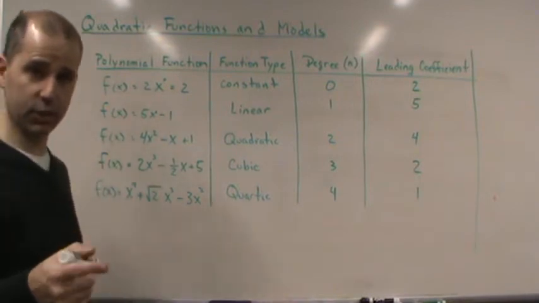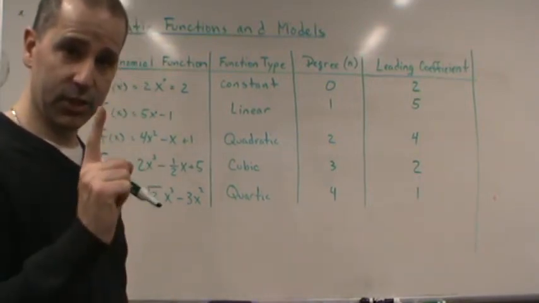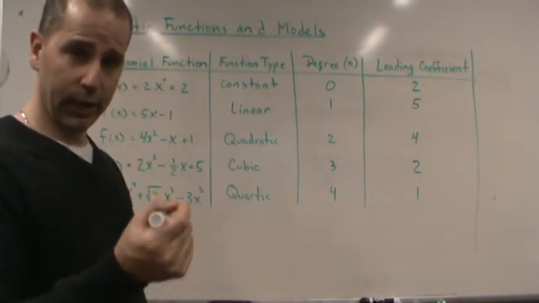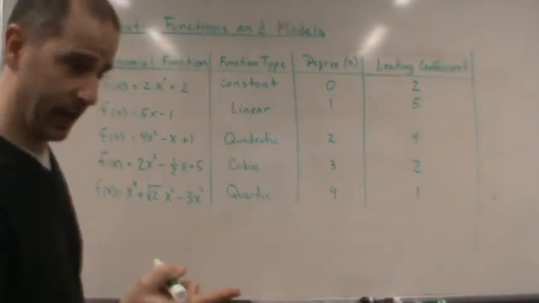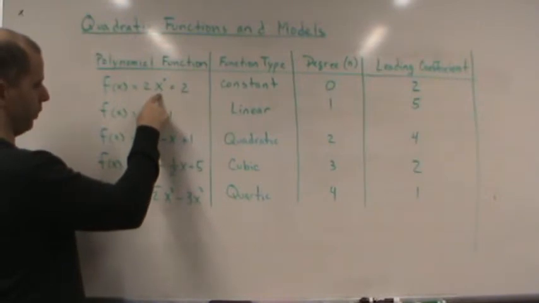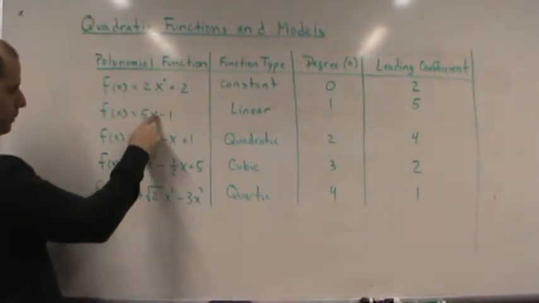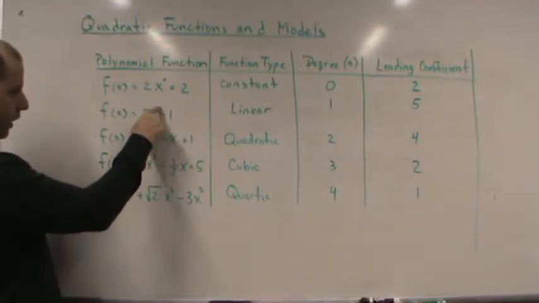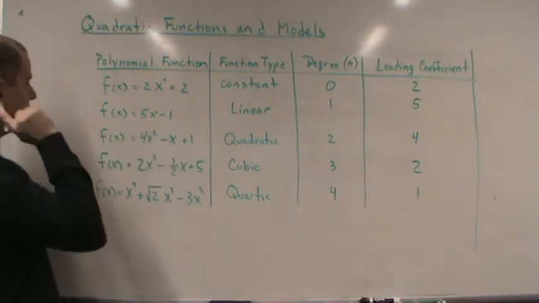So again, when you look at the degree of a function, it's the term where the variable has the largest exponent. That determines the degree. So here the largest exponent is 0, but we normally don't write that. Here the exponent is 1. We don't usually write the 1, it's assumed. So this would be a degree of 1.